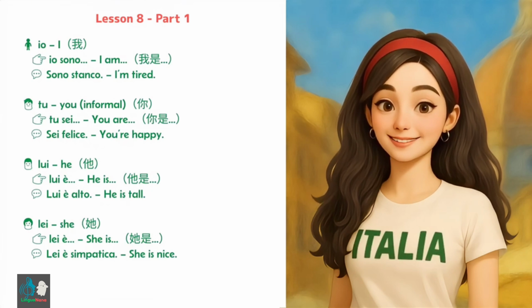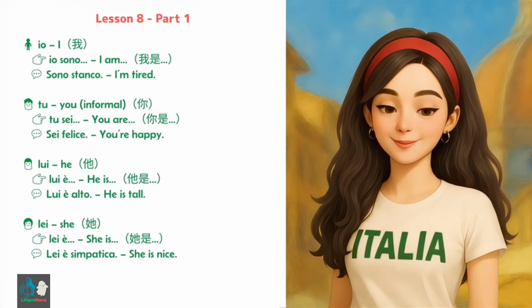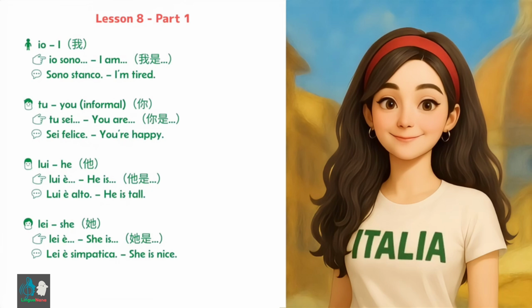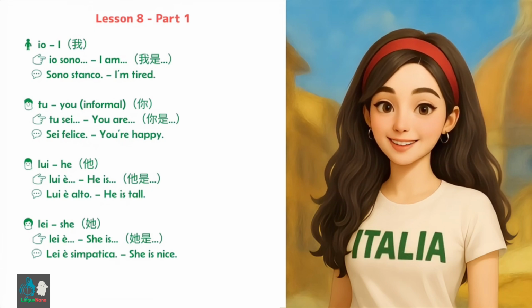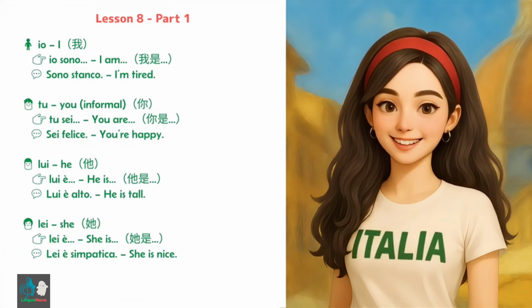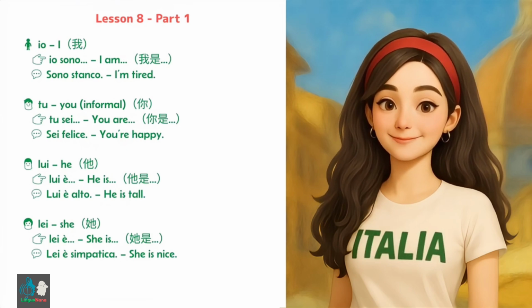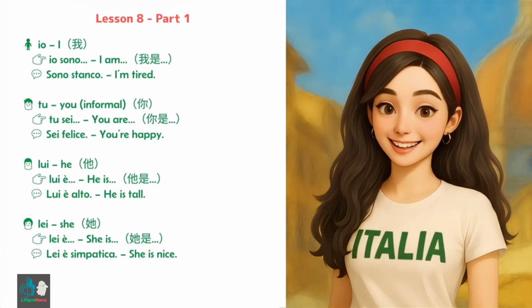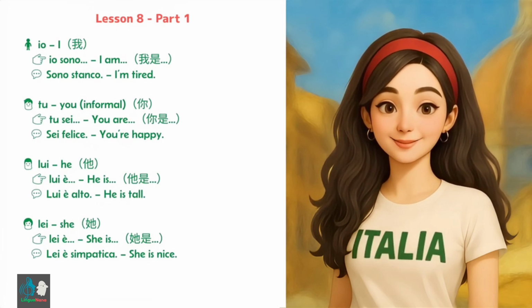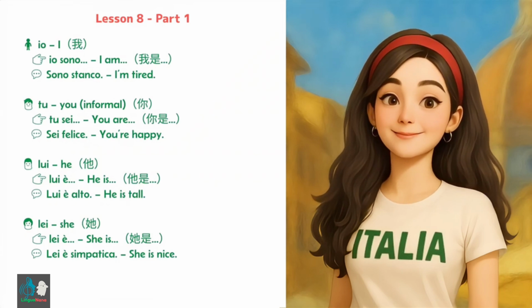Io means I. Now add the verb: Io sono means I am. For example, Io sono stanco. I'm tired. That's how a man would say it. For women, it's stanca. But in real Italian, people often drop Io and just say sono stanco, because the verb already tells you who's speaking.